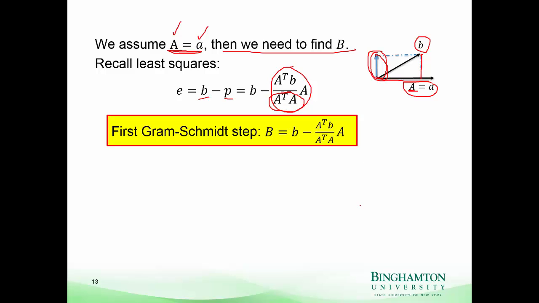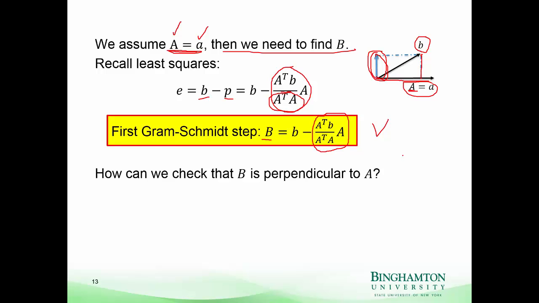So our first Gram-Schmidt step. Gram-Schmidt is just the name of the two guys who came up with this idea. I don't know if they worked together or individually, probably individually. And they probably both came up with this, or maybe one came up with part of it and then another one made it a little bit better or whatever. So here's our first step. Capital B is just little b, and then we subtract off the projection of little b onto big A. And that's it. And we can check to see that B is perpendicular to A. That's easy enough to do.